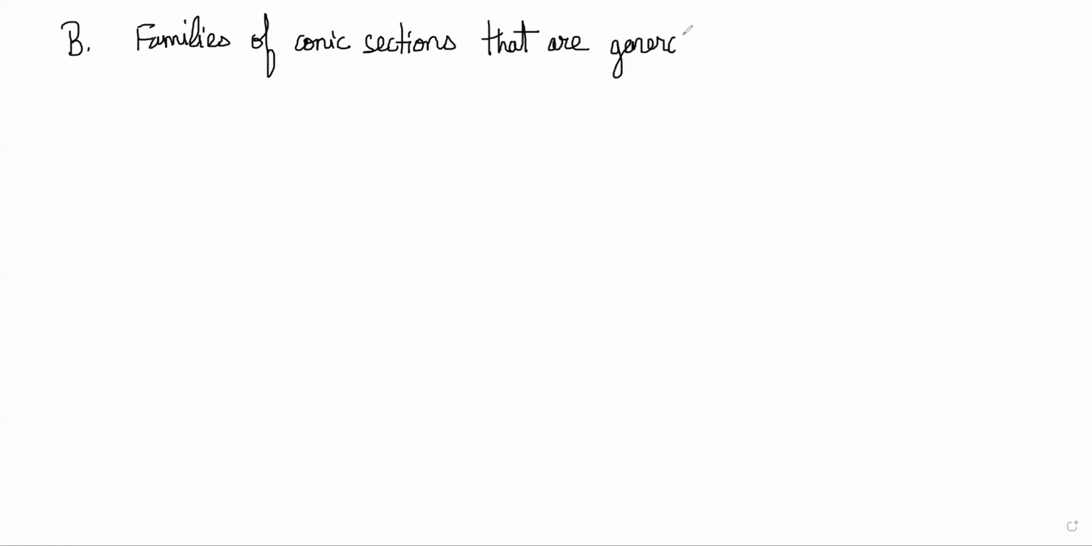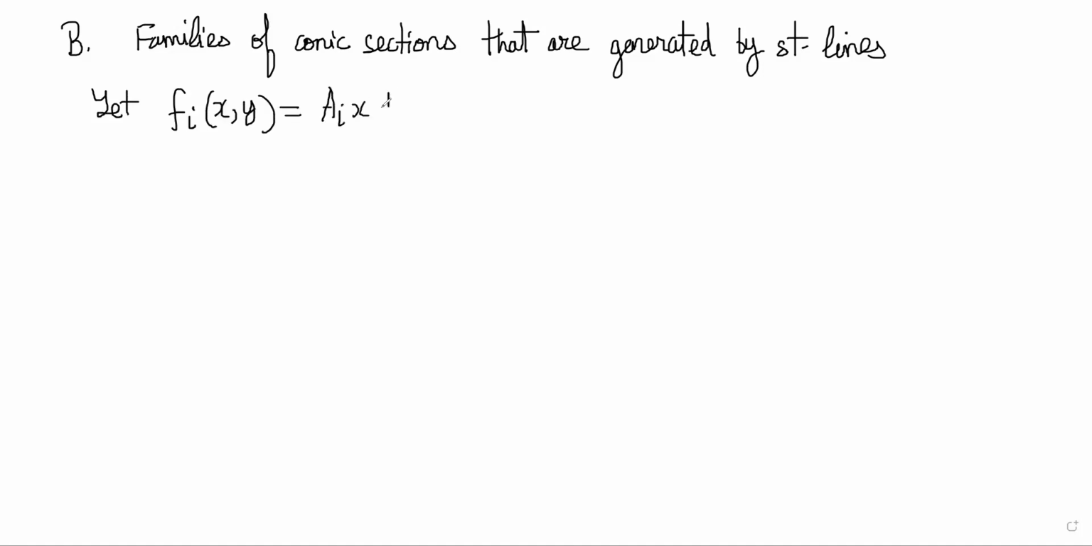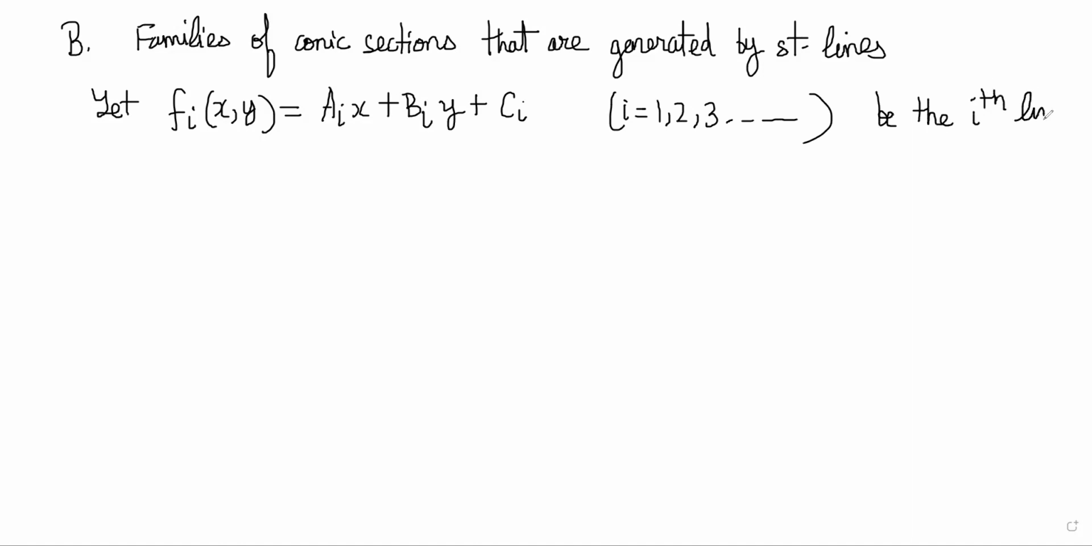That are generated by straight lines. So the first example here is this. But before we do that, I will just set up some notation here. So we'll say let f_i(x, y) = a_i x + b_i y + c_i, where i is equal to 1, 2, 3, and so on, be the ith line.